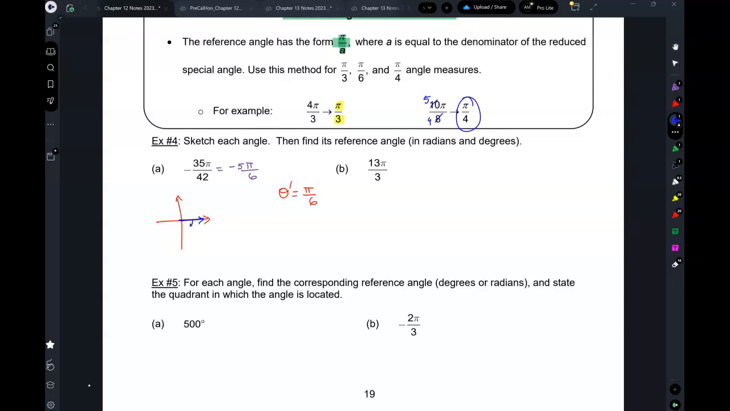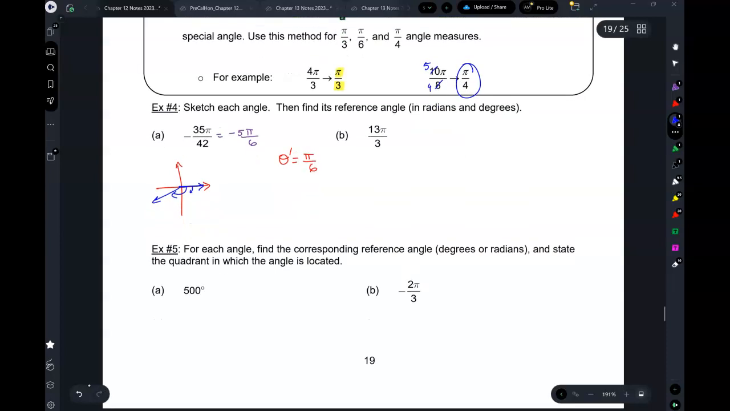So we're going to go this way. So it's 1 pi over 6, and then what's the first one that doesn't cancel? 2, 3, 4, 5 pi over 6. So it'll be here. Okay? So that's how we draw that. Okay. 13 pi over 3, reduced or not reduced? Reduced. So the reference angle is pi over 3.